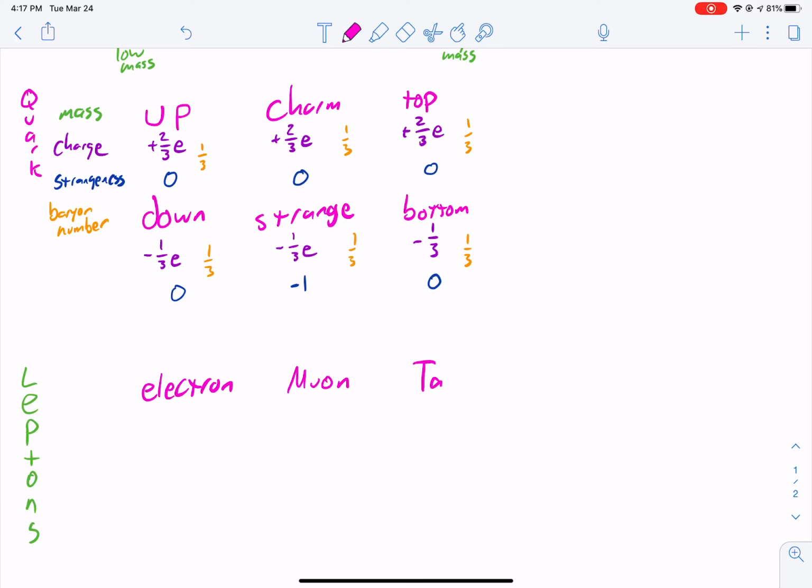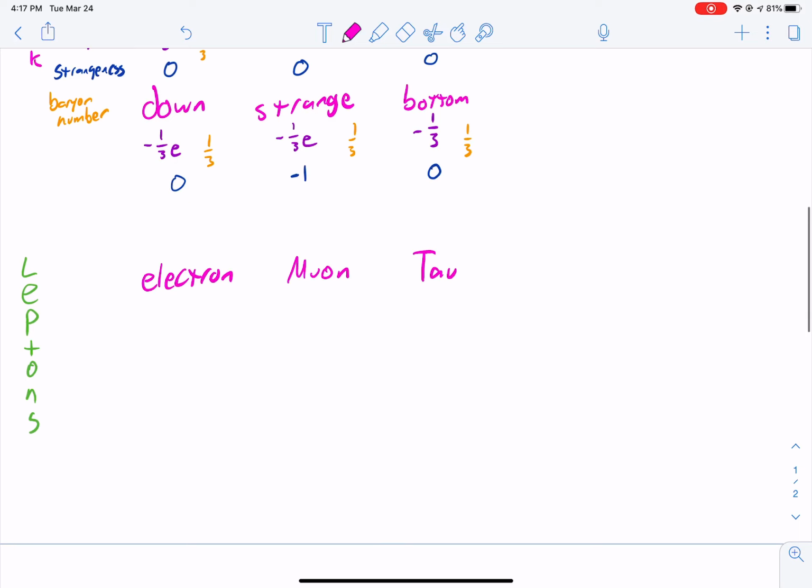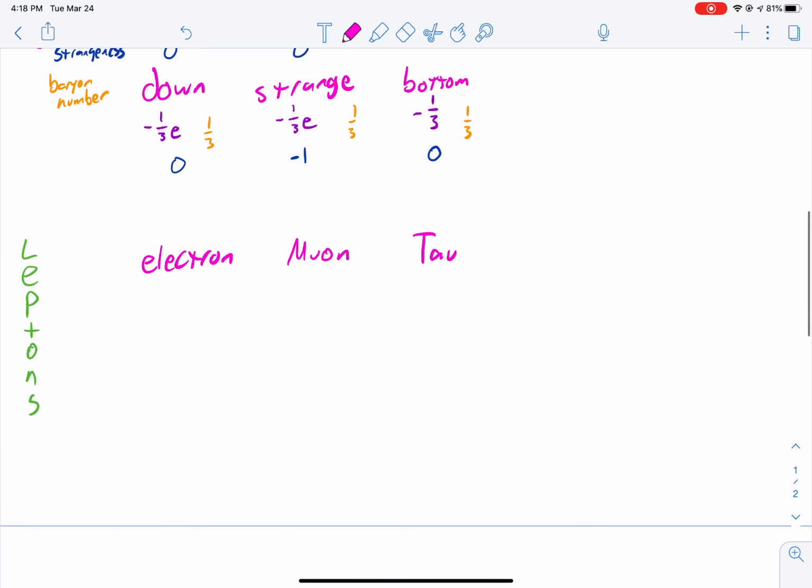I've always got to look it up myself because I always forget which one's which after not teaching it for a year. And the tau. Below that, we have the neutrinos. The electron neutrino, the muon neutrino, and the tau neutrino. Now, neutrinos are funny little particles.